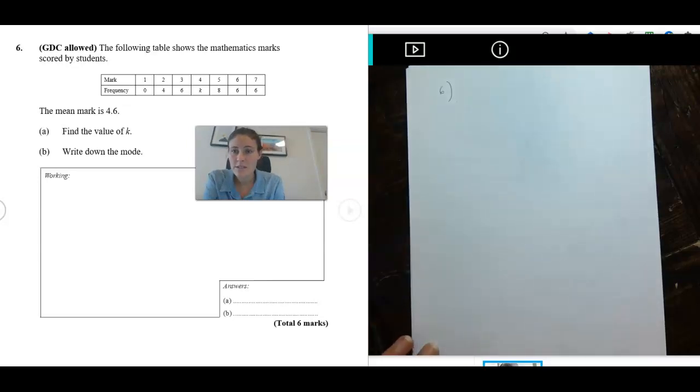Final question here, question 6. We've got a group of mathematics marks which are scored by students. So we've got a whole bunch of marks. It's obviously out of 7. Either that or no one got top marks.